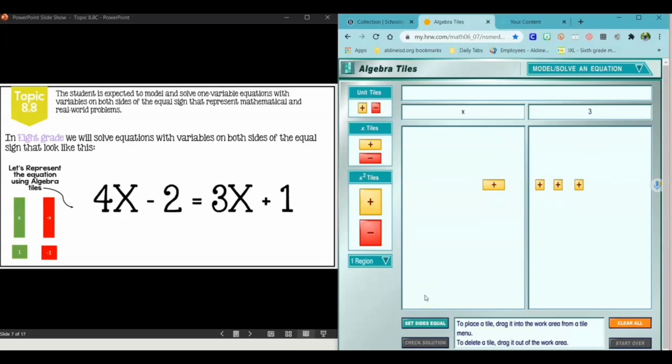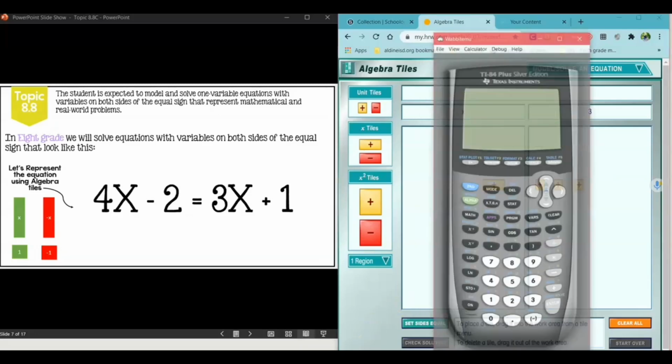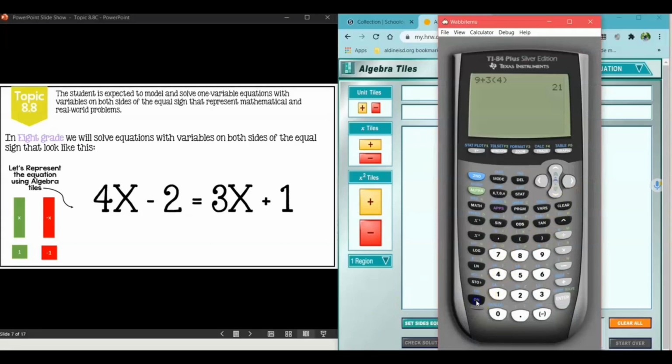So I want to make sure, so I'm going to plug it into my calculator. Now, since there's variables on both sides, I want to focus on the left side first. So if our solution is x equals 3, first I'm going to take 4 times 3 plus 2 and see what I get. Oh, I'm sorry, this should have been a minus 2. Minus 2, and I get 10.